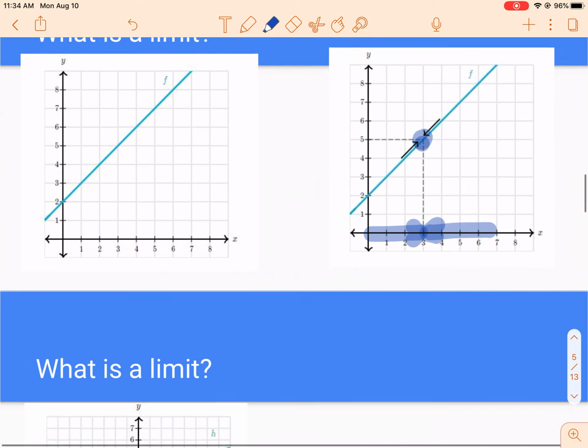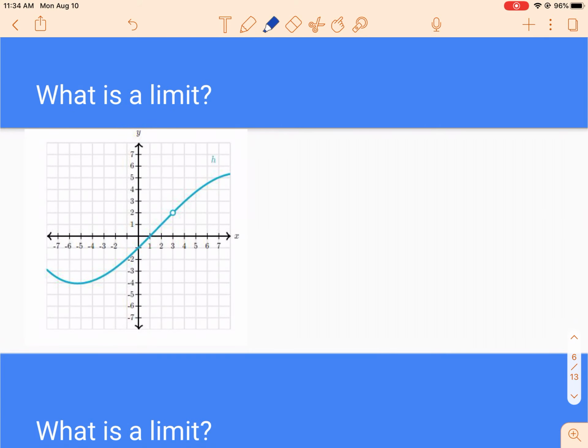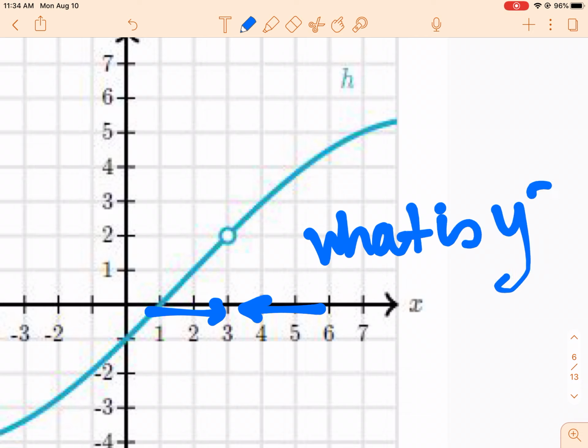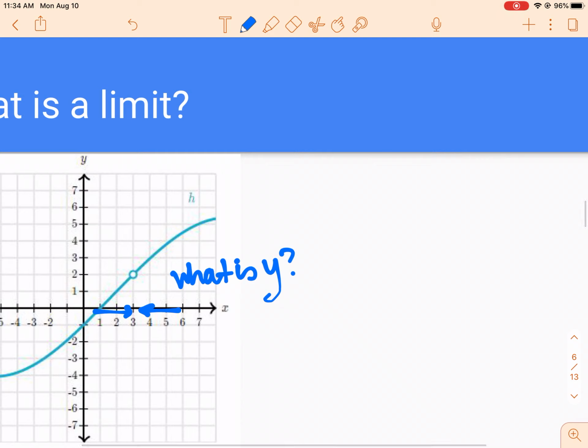Let's look at a couple other pictures. Here's one that's not a line, a little fancier curve that we've got going on. Again, as x is getting closer to 3, as x is moving into 3, what is y? We're always asking the question, what is y? And we say, wait a minute, there's a hole there. Y is nothing. Y doesn't even exist there. There's no value there. But the truth is, we can actually approach a hole. I want to point that out. We can approach a hole. We can write it down.